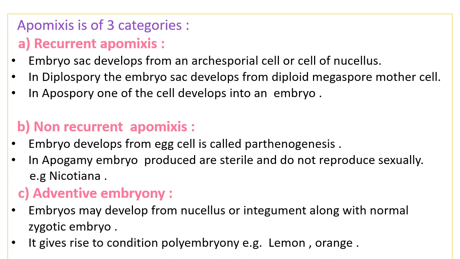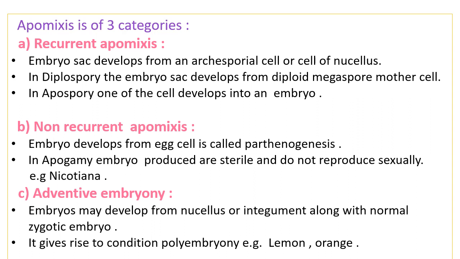In this, embryo sac develops from an archisporial cell or one of the cell of a nucellus. In diplospory, the embryo sac develops from a diploid megaspore mother cell. Hence it is called as diplospory. In apospory, one of the cell of the nucellus develops into an embryo.